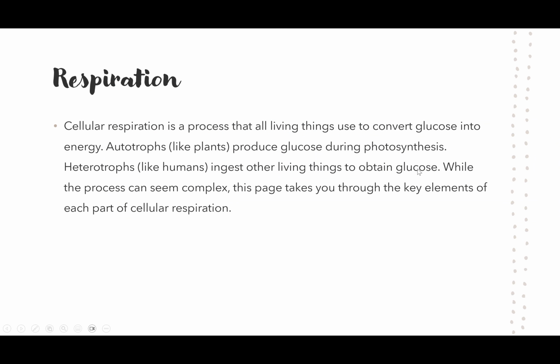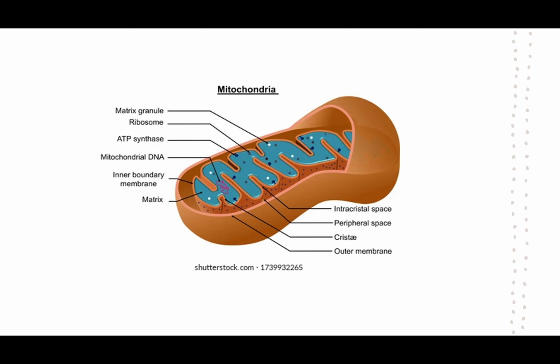So we know cellular respiration in and of itself to be the processes within generally living things to convert glucose into energy. Autotrophs would produce glucose, or different types of sugars, during photosynthesis, and then our heterotrophs themselves will actually break down these large molecules into simpler molecules. While the process seems complex, we're going to be looking at each part of cellular respiration.